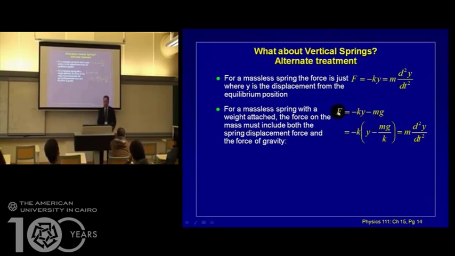It's m times d2y by dt squared. And in here, I'm going to take k as a common factor. If you take k as a common factor, you get k out and the remaining part is y, as if you divide by k. And I'm going to call that whole thing y prime, y1. So I shifted the y position by that amount, and the same equation will apply.